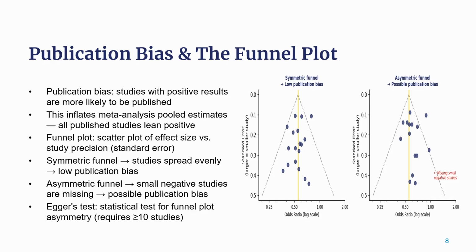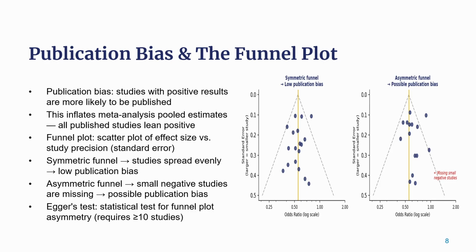Large studies are expensive and tend to get published regardless of result. Small studies only tend to get published when they show a positive result, because negative small studies get filed away. So if you plot odds ratio against standard error, a symmetric inverted funnel suggests an unbiased literature. An asymmetric funnel with studies missing in the lower left, where small negative studies would be, suggests publication bias.